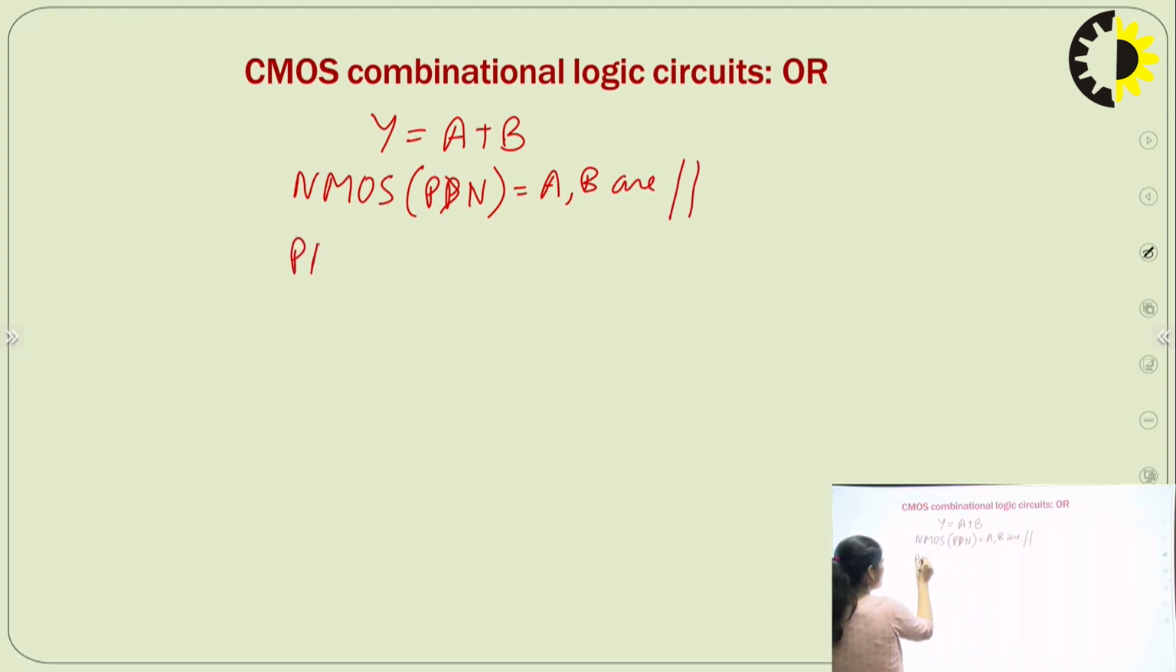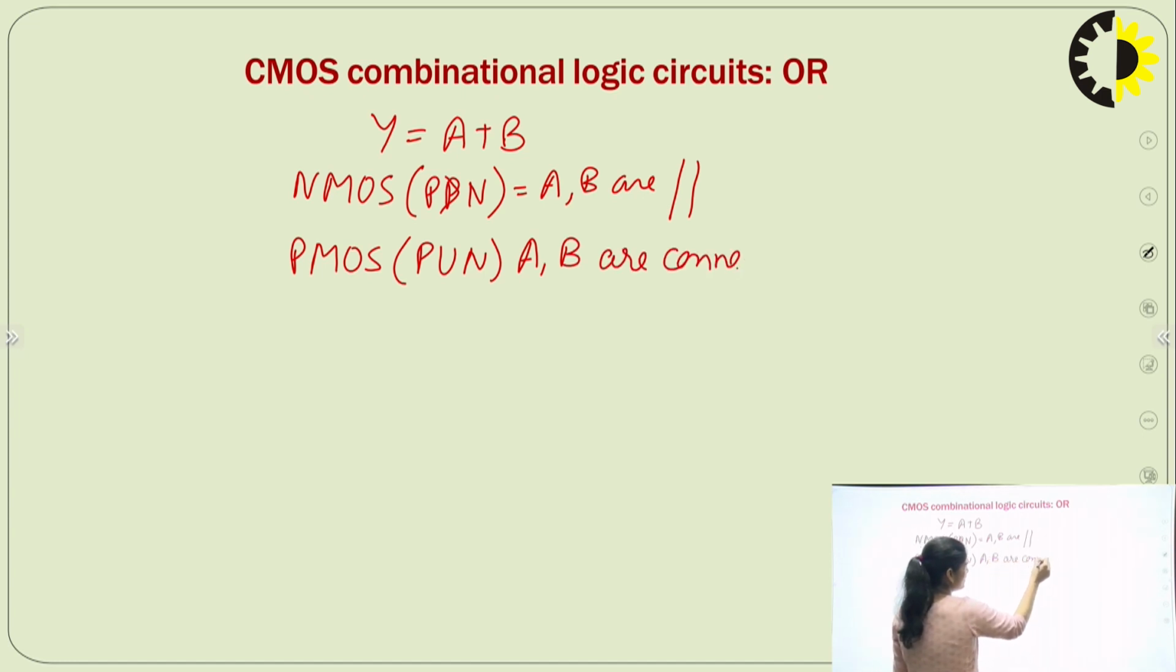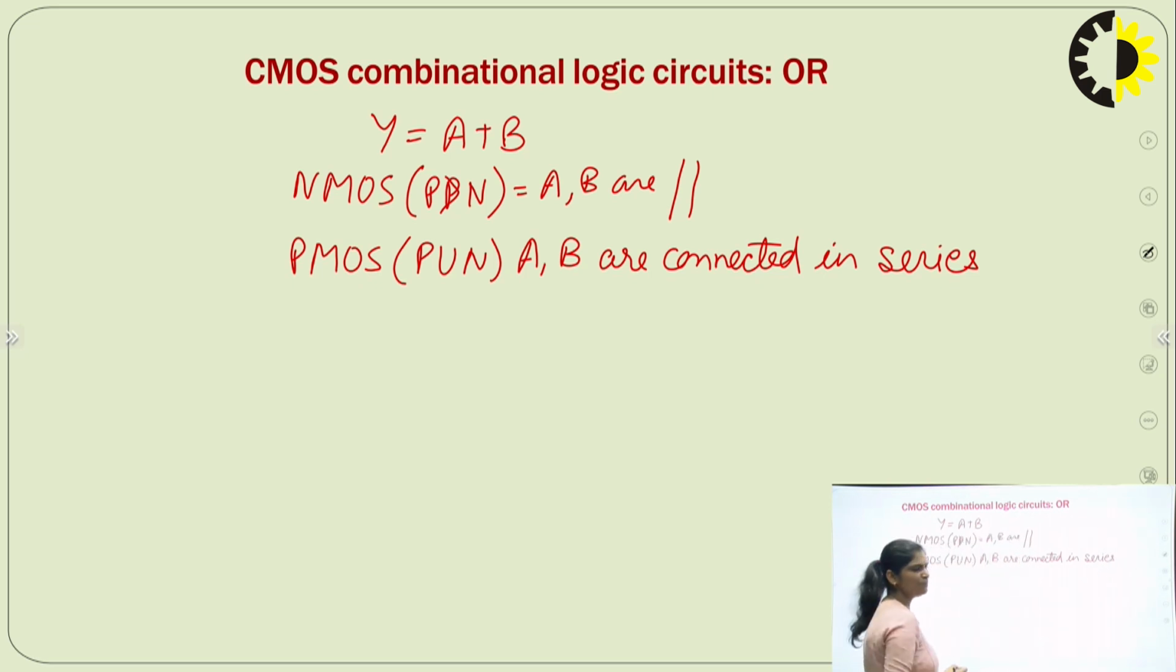And in PMOS, this is the pull up network, A and B are connected in series. So how can we implement it?